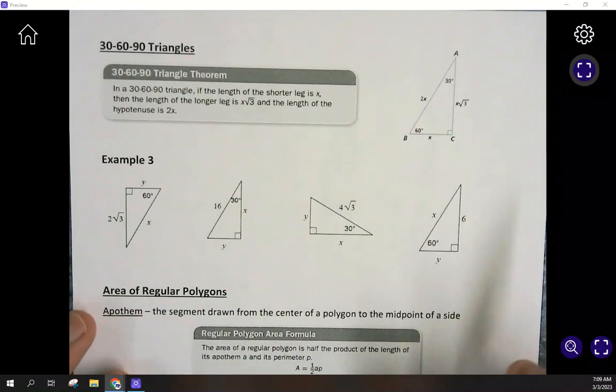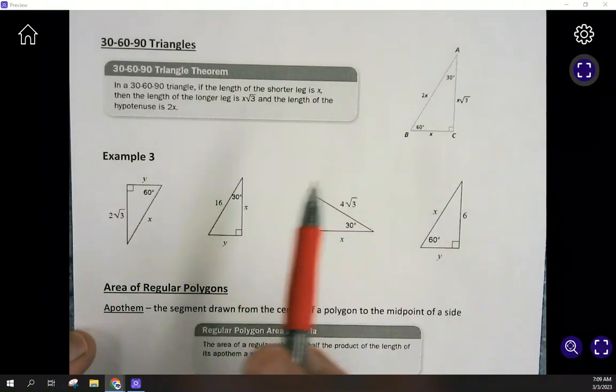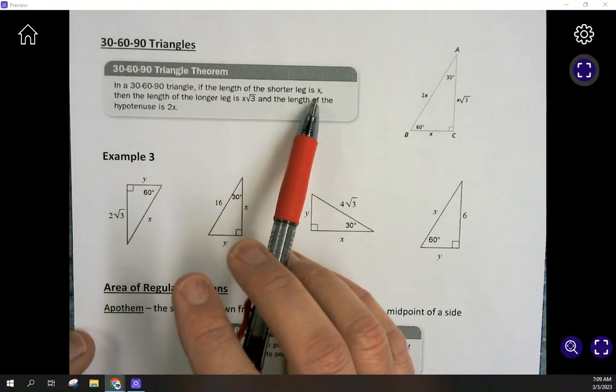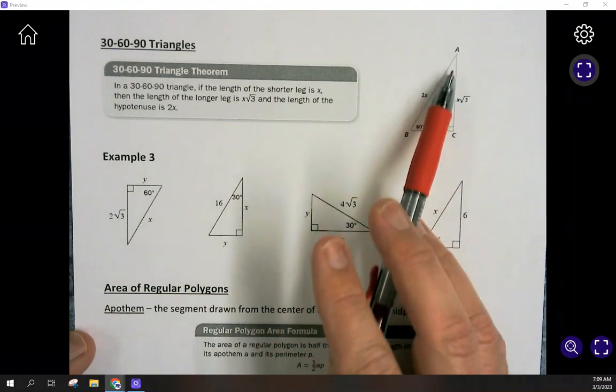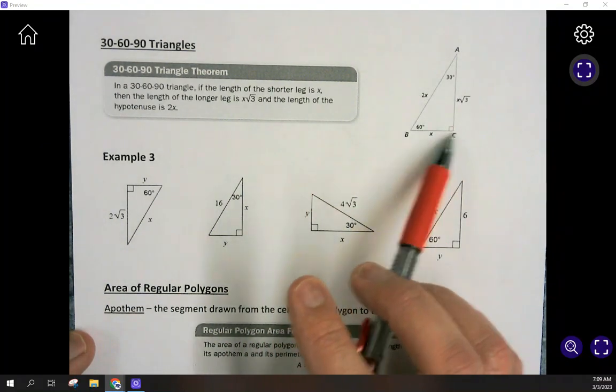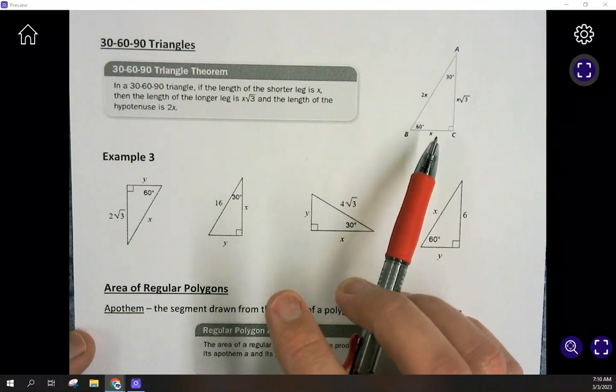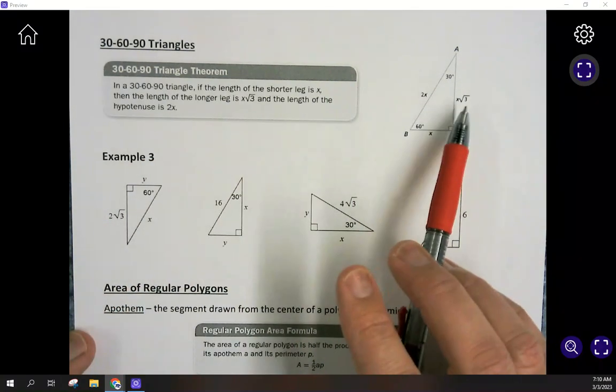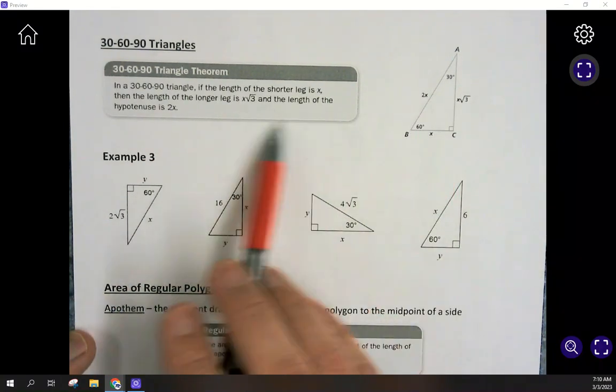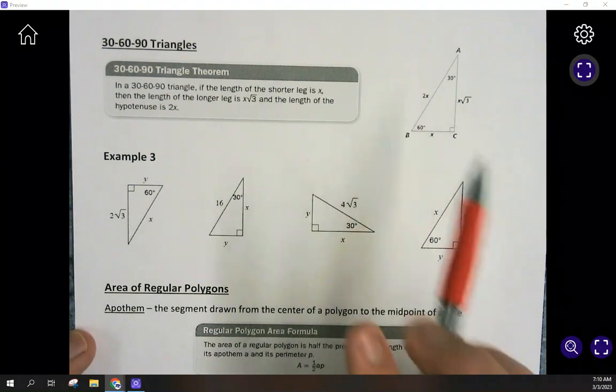I've got the picture set up right here for you. They're obviously not going to work exactly the same as a 45, 45, 90 triangle because they're different. And so, we've got two legs here in a 30, 60, 90 triangle. The shorter leg is going to be represented by x. The length of the longer leg is x radical 3. And the length of the hypotenuse is 2x.